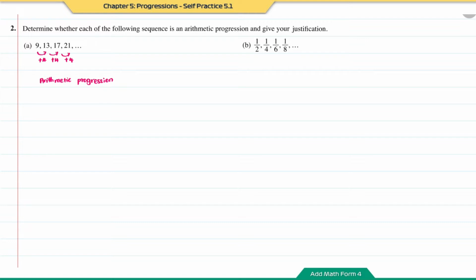As for question B, if you find the difference between two consecutive terms, you can use 1 over 4 minus 1 over 2, and you will find that the answer is negative 1 over 4. If you continue using 1 over 6 minus 1 over 4, you will find that the answer is negative 1 over 12. Now, the differences between these consecutive terms are different. They are not a constant value. Therefore, for question B, this sequence is not an arithmetic progression.